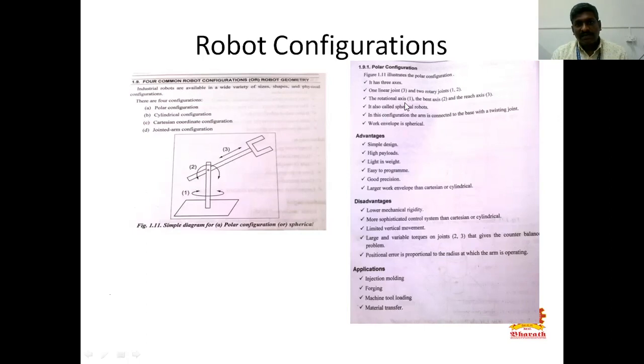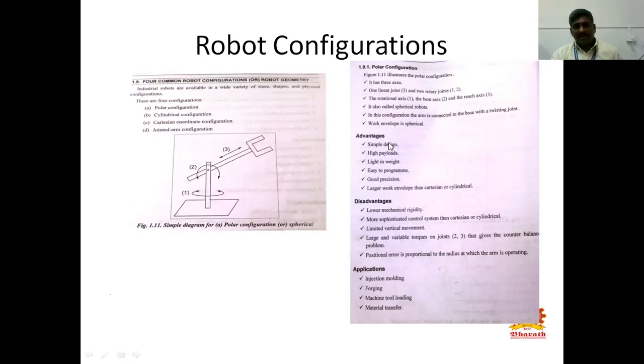Next is the rotational axis 1, the bend axis 2 and the reach axis 3. It is also called a spherical robot. In this configuration, the arm is connected to the base with a twisting joint. The work envelope of the robot is cylindrical in shape. That's called the polar configuration.